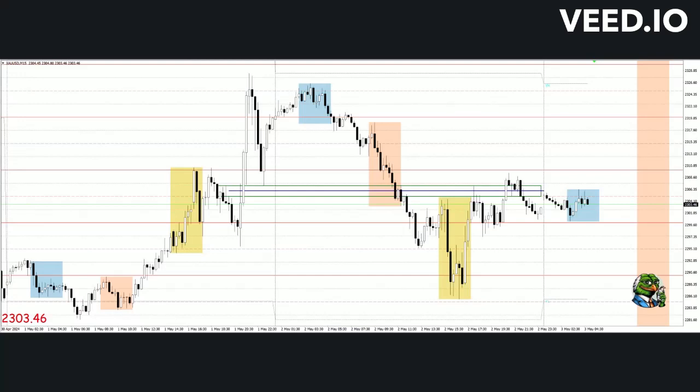I want to talk about a very easy setup that's very easy to identify. We're looking at this on gold on last night's trading, which is 2nd of May. Firstly, the setup needs to be in the New York session. Now, you can see here, I'm talking about this day here.